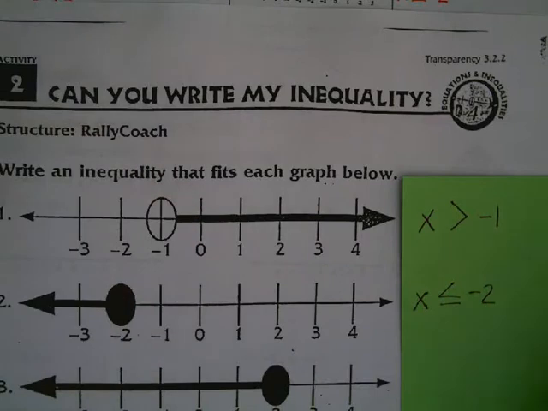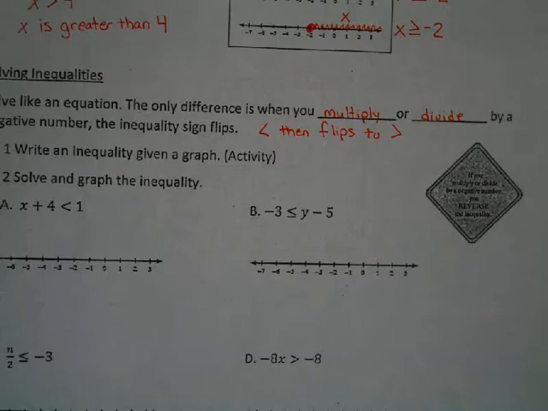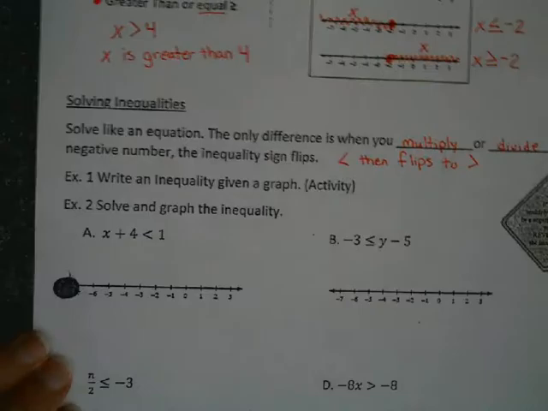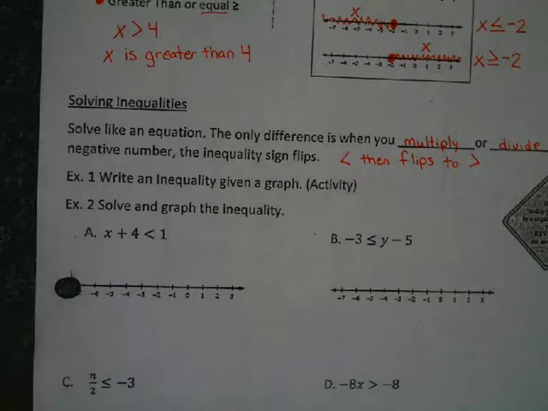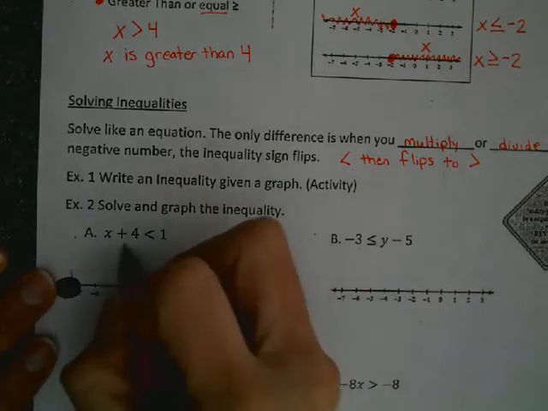Okay, let's try some solving with inequalities. First one we have is a one-step inequality. We solve it like an equation to start with. So if it's +4, we're going to subtract 4 from both sides.